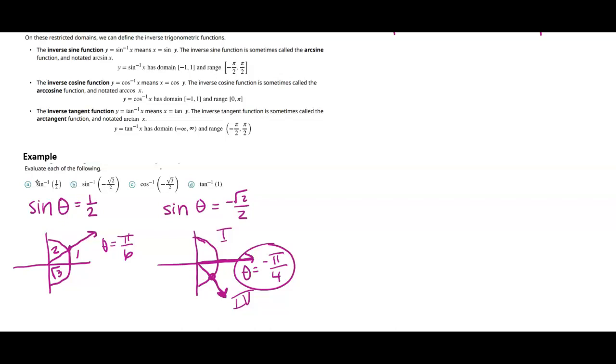All right, let's look here. Cosine of theta equal to negative root 3 over 2. All right, inverse cosine, we're going to look from 0 to pi, and then cosine's negative over here, and I need adjacent to be root 3. All right, so that's going to be 5 pi over 6.